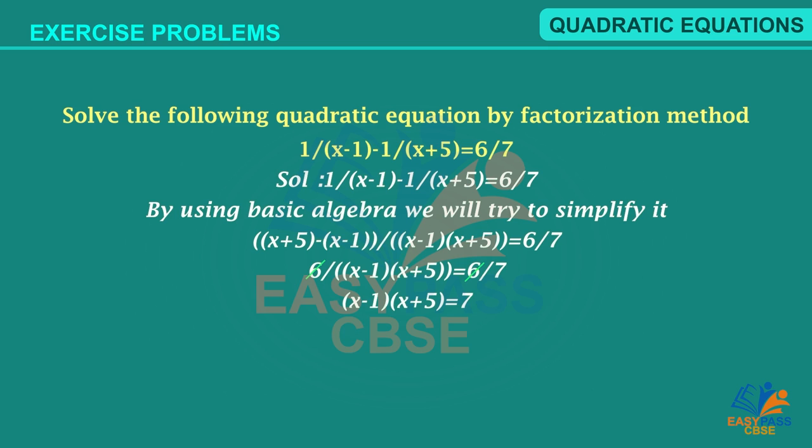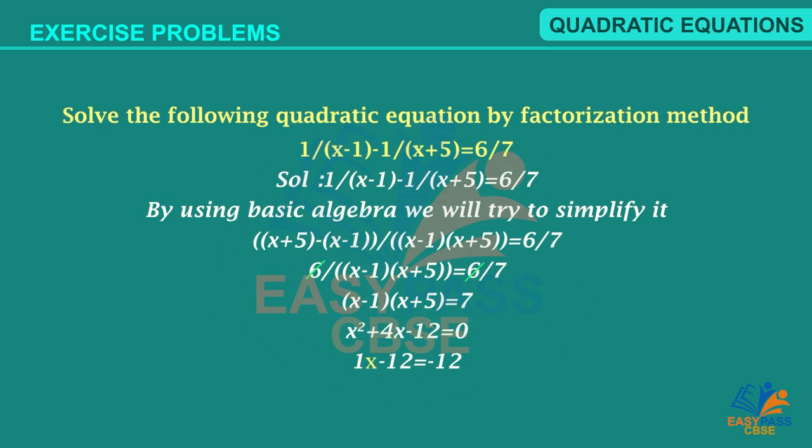Or after simplifying, we get x squared plus 4x minus 12 is equal to 0. Now, the x squared coefficient is 1 and the constant is minus 12, and their product is minus 12. Now, I need to find all the factors of minus 12, and we need to choose only one pair whose sum is plus 4.